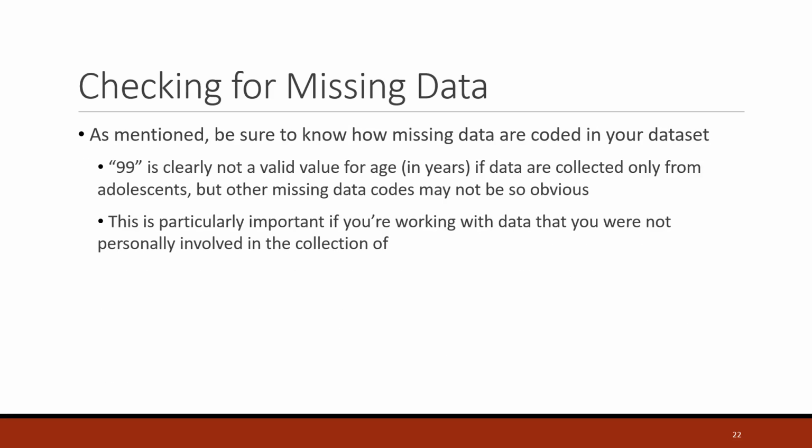So as just mentioned, be sure to know how missing data are coded in your data set. 99 is clearly not a valid value for age in years if data are collected only from adolescents, so you would set that 99 to missing and you're okay to proceed. But other missing data codes may not be so obvious. This is particularly important if you're working with data that you were not personally involved in collecting. So be sure to understand how missing data are treated in the data set you're working with.